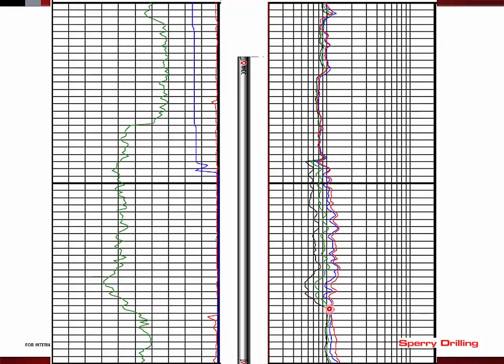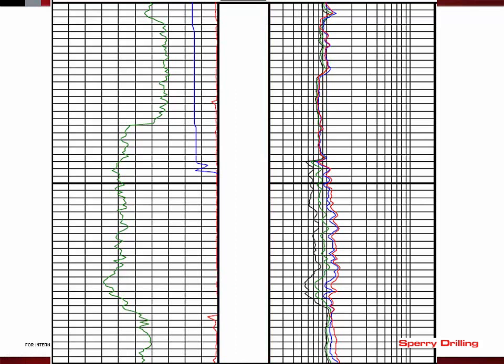And similarly from this point on the resistivity up to about here, again, that's not a change in the formation properties, that's a change in the borehole geometry. That needs to be understood so that we don't misinterpret this and think we're in something that we're not.